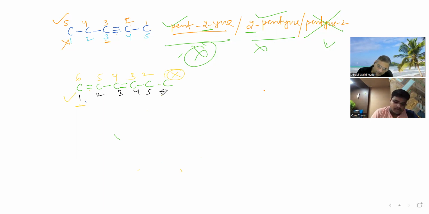Now see, total how many carbons are there? 6. So hex. 6 carbons are there, na? Now see, on the first carbon a double bond is there, and on the third a double bond is there. 2 double bonds are there, na? One is on first and the second is on third. So hexa-1,3-diene. 2 enes are there, na? 2 double bonds are there, so that's why you have to write diene.